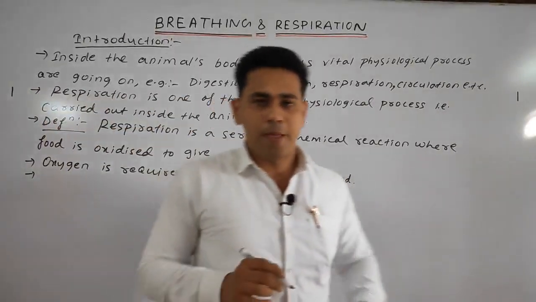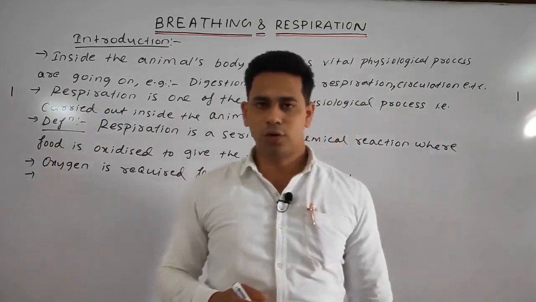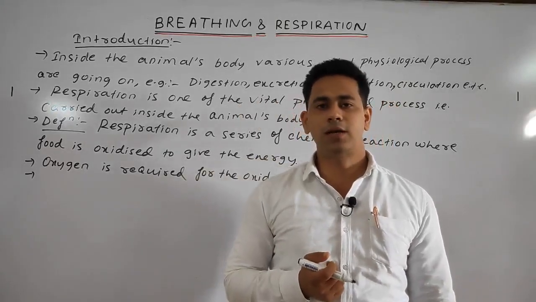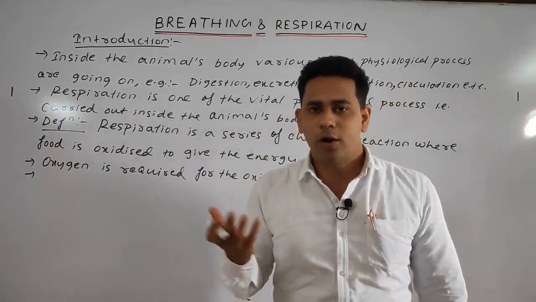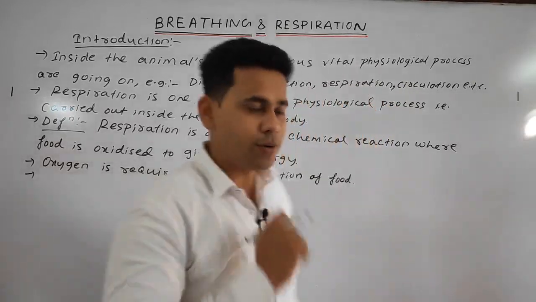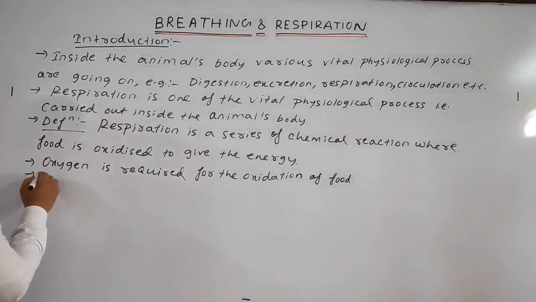Last point, student. After the oxidation of food, what are the various byproducts that we get? Basically, the byproducts are carbon dioxide, water, and obviously energy is released in the form of the ATP. Always remember.